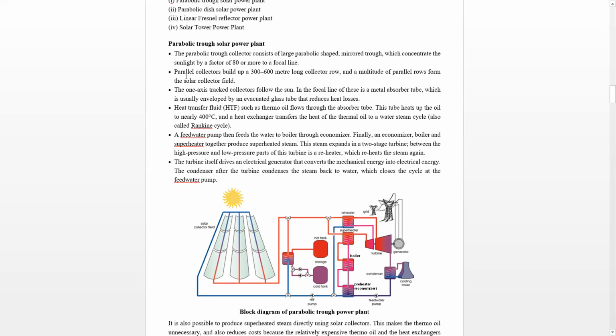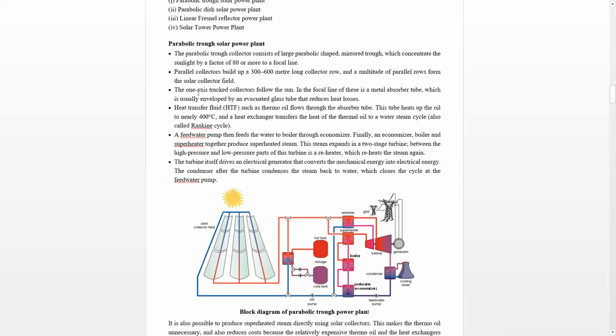Second point is parallel collectors build up a 300 to 600 meter long collector row. Here you can see that along this one row, this row can be as long as 300 to 600 meter long. 600 means around half a kilometer. Now there can be several such rows, and several such parallel rows form a solar collector field. So this entire solar energy collection harvesting system is called the solar collector.